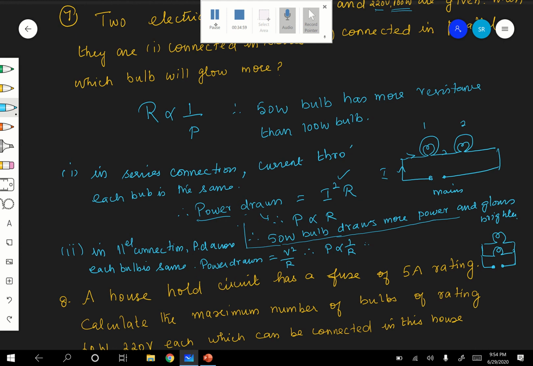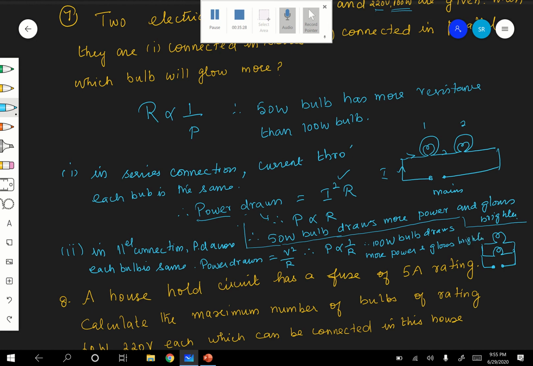Okay, and next one, this is for parallel connection. Therefore, P = V squared by R, so P is proportional to 1 by R. Therefore, which draws more? The 100-watt bulb draws more power and glows brighter.